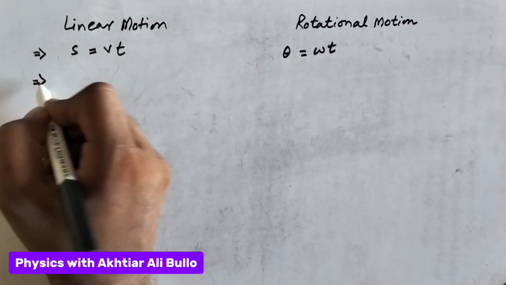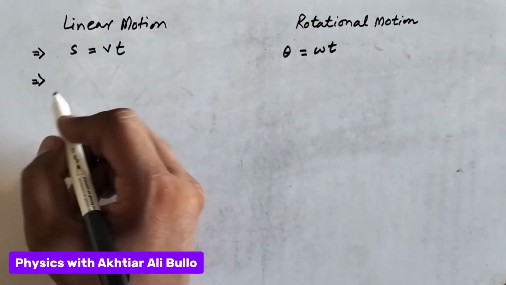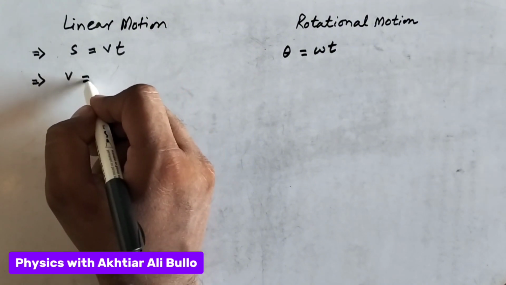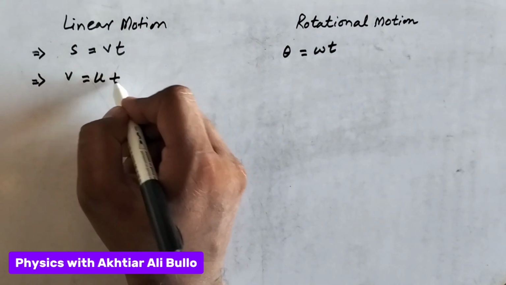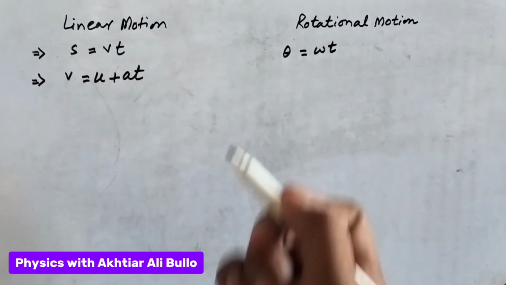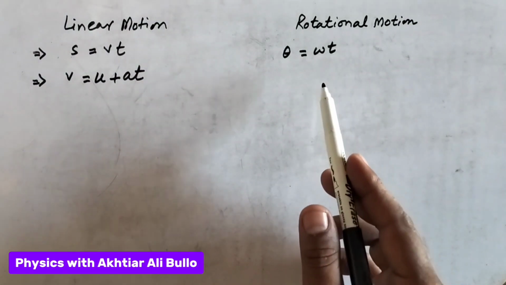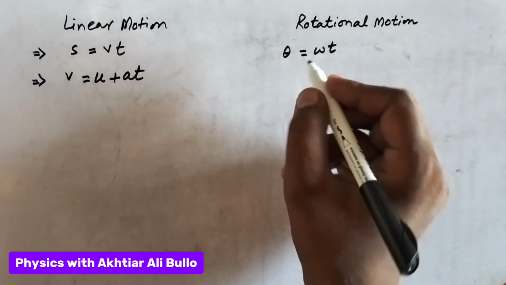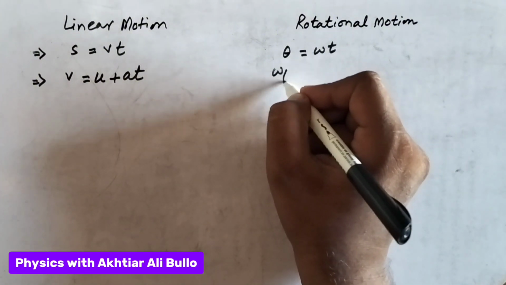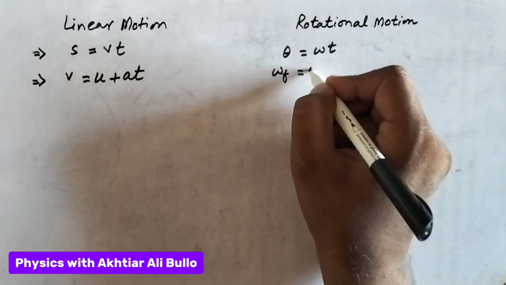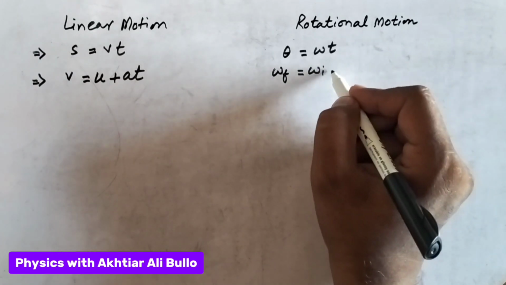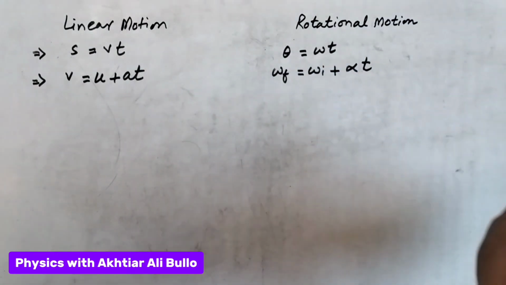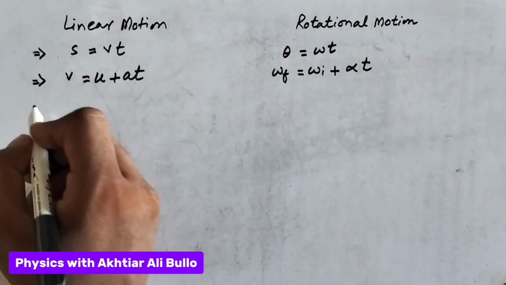The second one is the first equation of motion. V is equal to U plus A into T. So in rotational motion the first equation will become omega f is equal to omega i plus alpha into t, where t means time.